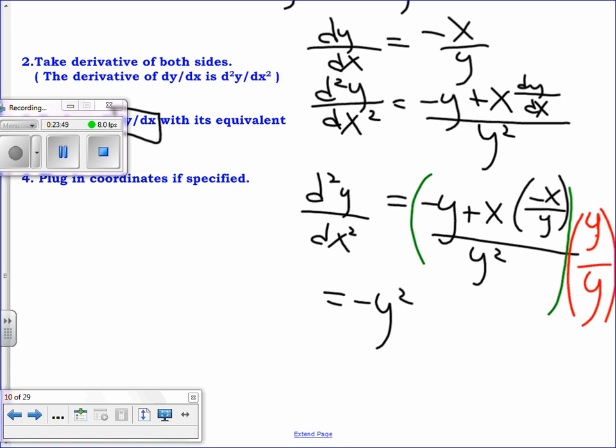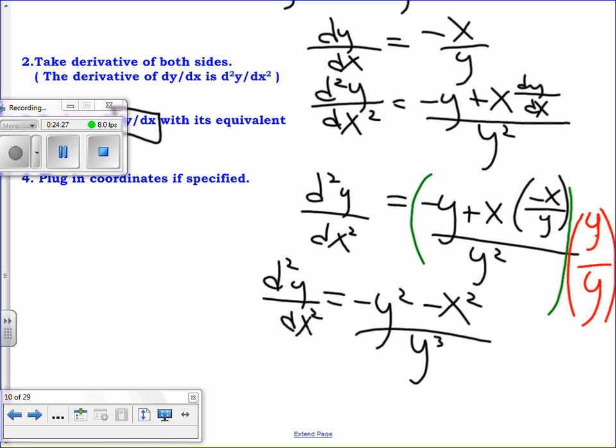Think about what the second term is going to be. If that y would knock out the y in the denominator, what would you be left with? Right, you cancel this one, so you're left with x times negative x, otherwise known as negative x squared. And what about in the denominator? y squared times y. So here's the second derivative, looking very nice.